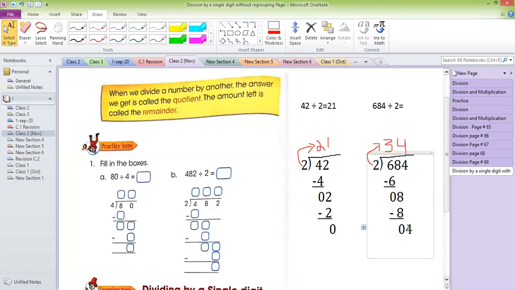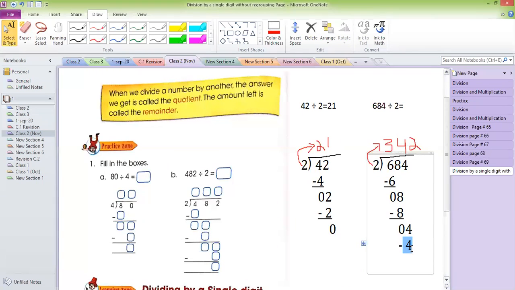In 4, check how many 2's are there, or check 2 multiplied by what number will give you 4. So 2 multiplied by 1 is 2, and 2 multiplied by 2 is 4. So 2 multiplied by what number equals 4? 2. So you will write 2 here. And now multiply this 2 by this 2. 2 multiplied by 2 equals 4. So just write 4 exactly down this 4 like this. And put a minus sign because the next step is to subtract.